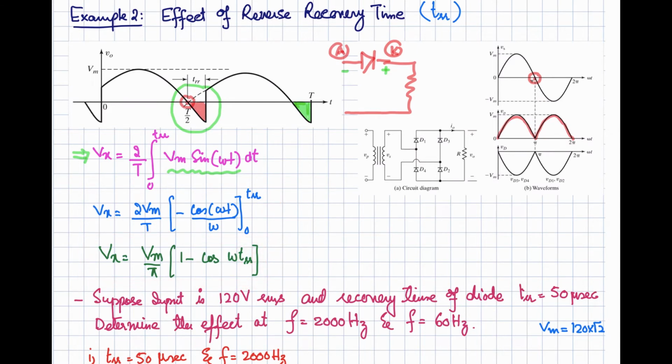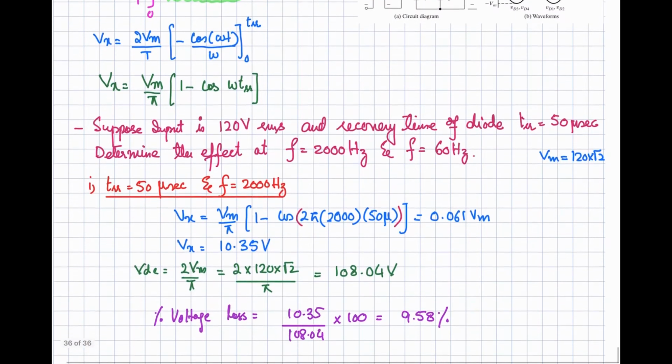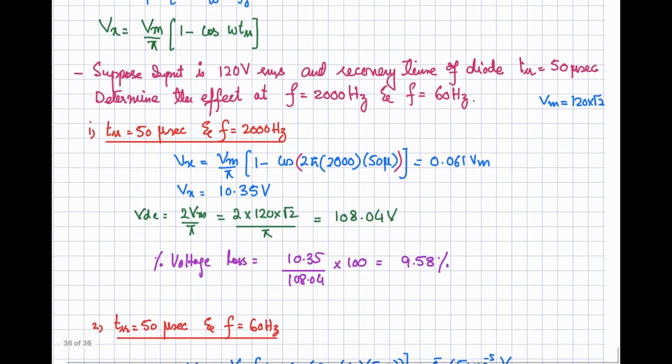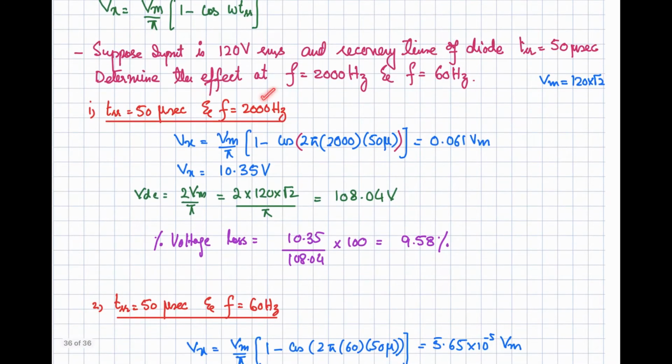Usually the recovery time of your diode is very small, less than 1 microsecond for most diodes. Now let's take an example and see how much voltage will be lost. Suppose that the input is 120 volt RMS and the recovery time of the diode is 50 microseconds, and let's determine the effect of the recovery loss, TRR loss, at 2000 Hz and at 60 Hz.